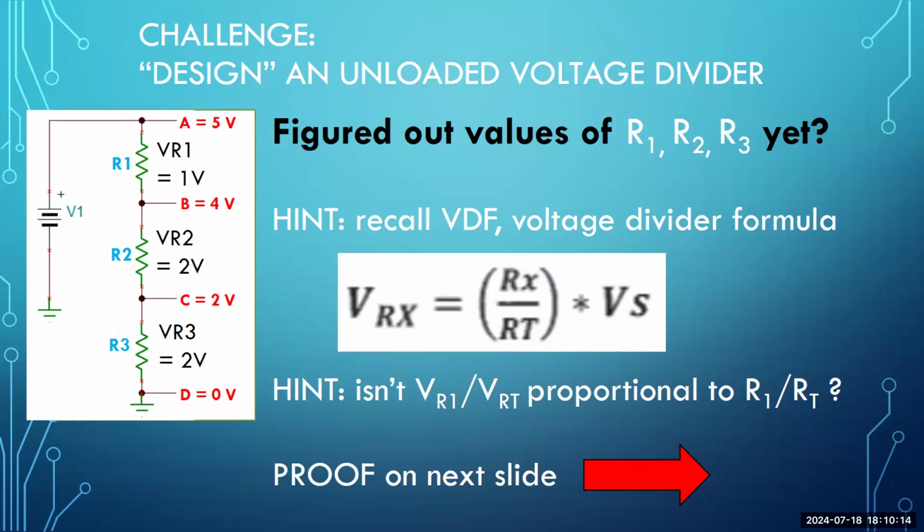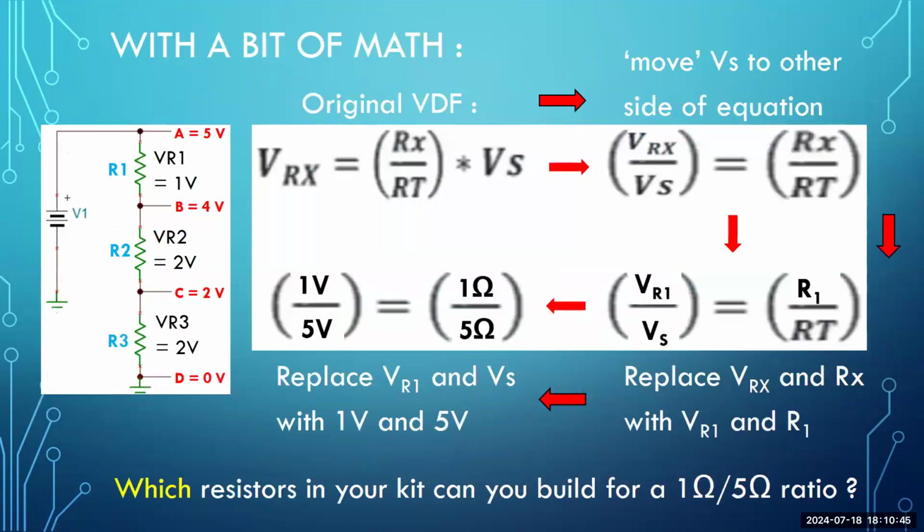So further hint, isn't VR1 over VRT, isn't that ratio proportional to R1 over RT? See, we're substituting VRX with VR1, and we're substituting RX with R1. So there's a proof. Some people say, oh yeah, I'm not going to take your word for it. Prove it to me. All right, we're going to prove it to you. And let me get my mouse back over here. All right, with a wee bit of math, this is what we're going to do. Not hard, trust me.